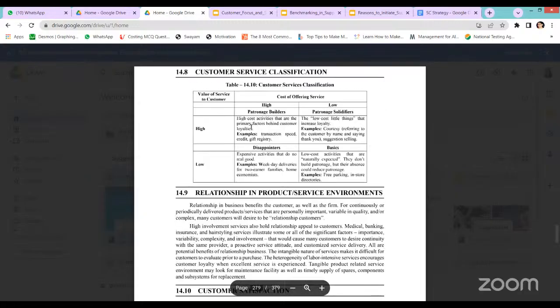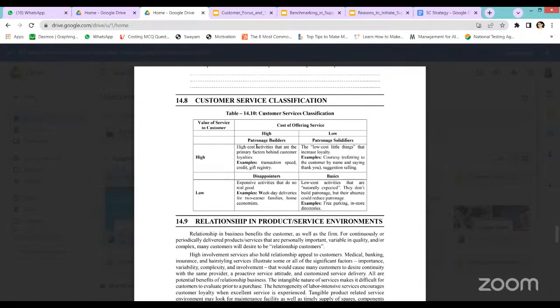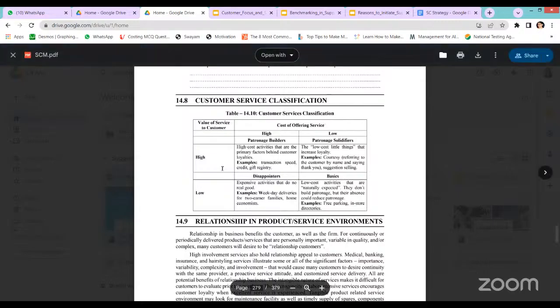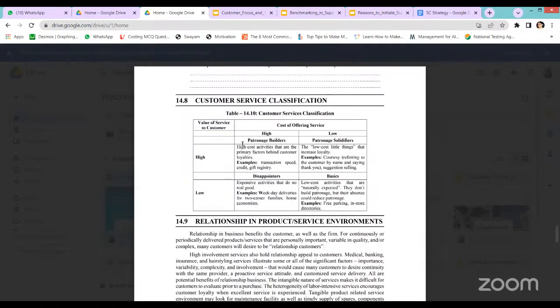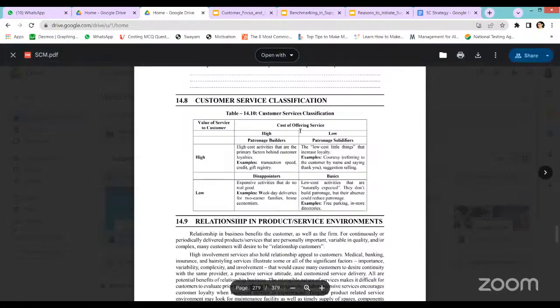It is self-explanatory. You can go with customer service classification. Yes, you can expect this in short answers. Customer service classification: value of a service to the customer. Okay, patronage builders, which means what is the cost of offering the service.